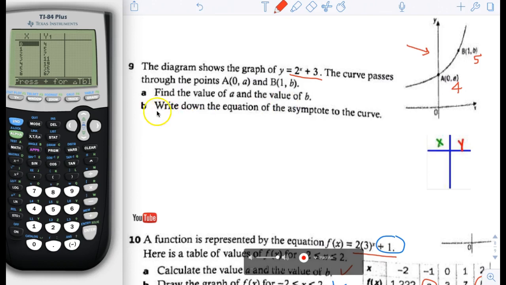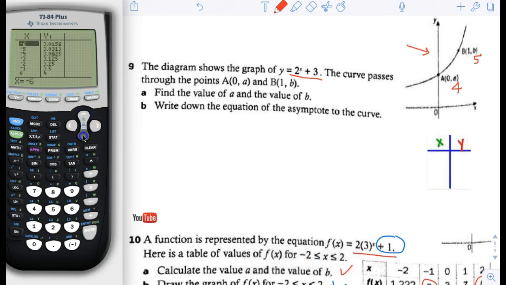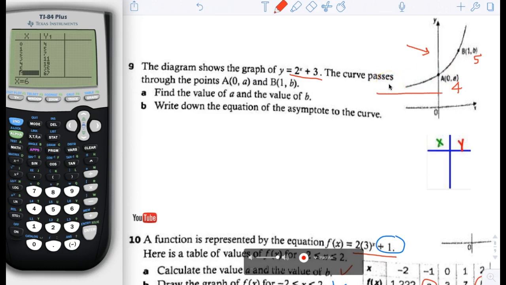All right. B, write down the equation of the asymptote of the curve. Okay, so we could also do that using the calculator. The asymptote you can find just by going way up or way down. Which one are you going to go to? Well, you see how this one, for the negative values of x, it approaches an asymptote. It kind of looks like it's going to approach an asymptote right there, right? So what we're going to do is go way to the negative values. And it looks like it's approaching the number 3, and indeed it is.